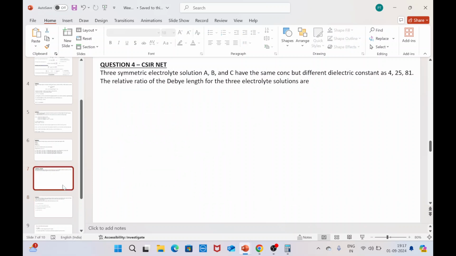We have one small question to discuss. For this, you are going to say the answer. What will be the ratio? You have three symmetric electrolytes. Symmetric means the cations and the anions have the same charge. So they are in the same concentration, but their dielectric constants are different: 4, 25 and 81. Now we need to say the ratio of the Debye length for the three electrolyte solutions. So what could be the ratio?